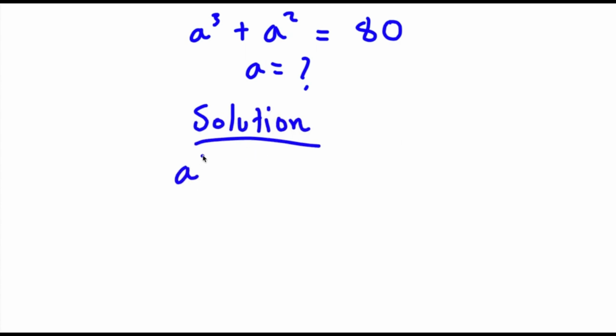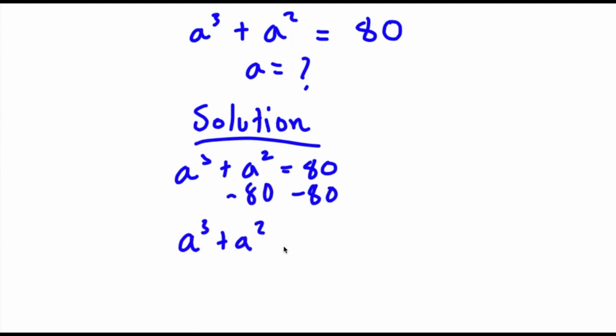So we start with, obviously, a to the power of 3 plus a squared is equal to 80. And now I want to get all these terms on one side. So I'm going to move 80 to the left-hand side by subtracting 80 on both sides. So now I have a to the power of 3 plus a squared minus 80 is equal to 0.